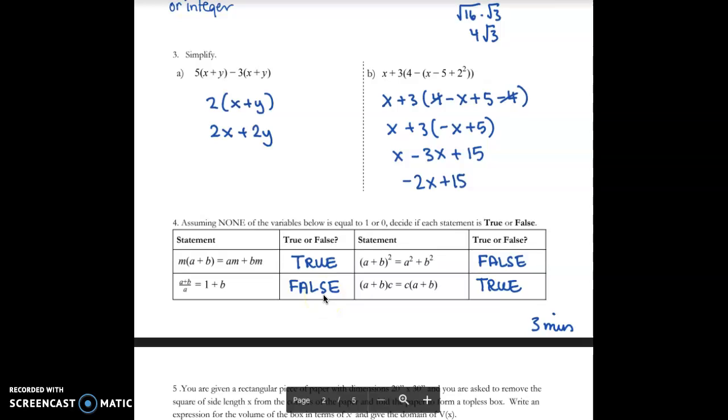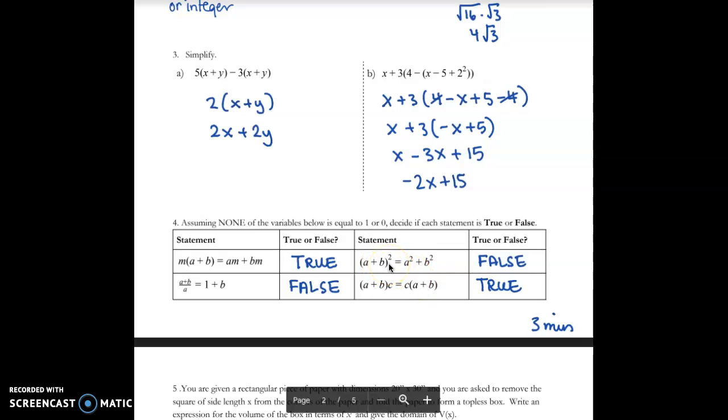This was an assessment of recognition of properties of numbers. This is the distributive property, so that's true. Here, if you canceled a over a to get 1, then kittens would die. This is not a valid operation. This expression on the left is not equivalent to the expression on the right.